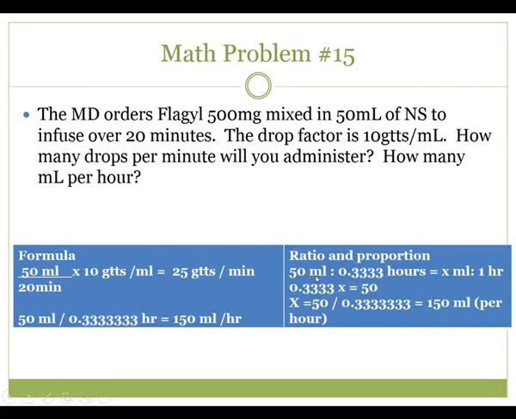Ratio and proportion, you'd say 50 mils is to 0.3333 hours as X mils is to 1 hour, because you're, once again, programming your pump in mils per hour. You can't program it in mils per 20 minutes. You have to program it in mils per hour. So 50 mils is to 0.333 hours as X mils is to 1 hour. Solve for X, and that comes out to 150. So 150 mils per hour is what you would program your pump at. You would only run it for 20 minutes, but you would still have to program it like you were going to run 150 mils in an hour.